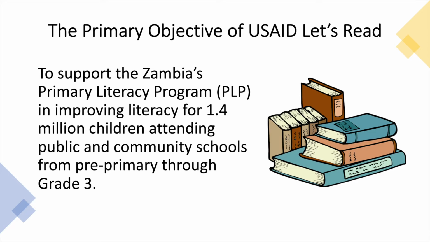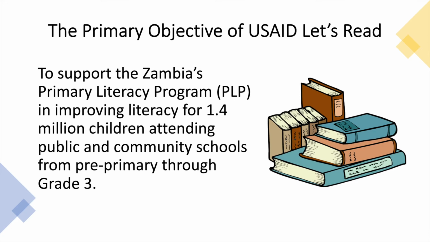Our overall objective is to support Zambia's primary literacy program, or PLP. While the program has a strong foundation, it has not yet been implemented consistently. Improvement in early grades literacy has been quite gradual, and reading levels remain low. For instance, more than 64% of second graders are still unable to read. Additionally, there are gender-limiting expectations and disabilities that can further exclude many learners.